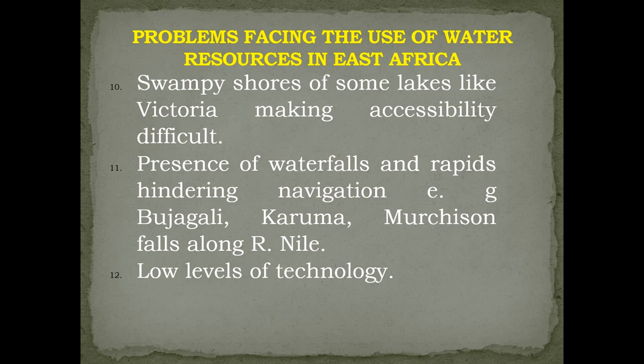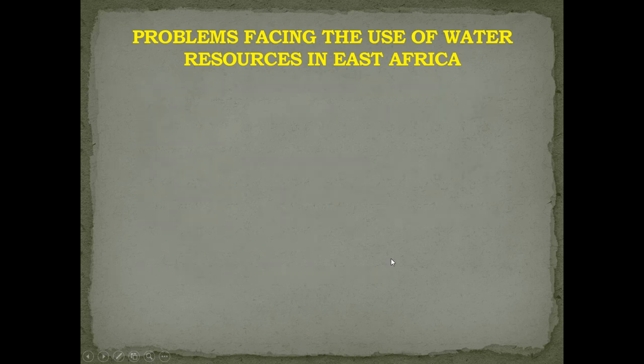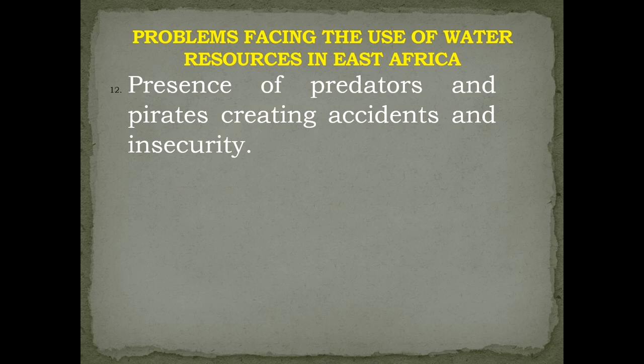Then there is a challenge of low levels of technology, which hinders, for example, water transport, which hinders fishing, for example, use of the boats, the canoes, which cannot carry large load. Then using undersized nets. Some people use spears for fishing. Those are problems of low levels of technology. Then presence of predators and pirates. The predators create accidents, then the pirates create insecurity.